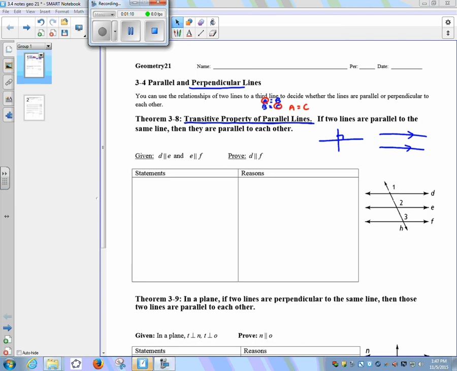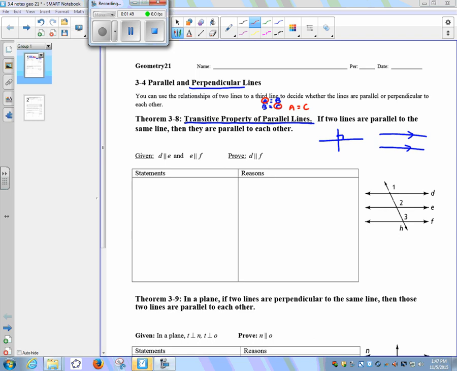Well, now we're saying if line D is parallel to E and line E is parallel to F, well then line D must be parallel to F as well. Okay, so if the first line is parallel to the second one and the second one's parallel to the third one, then the first one must be parallel to the third one. It kind of has that transitive property feel to it. Remember, this is not equality or congruence this time, it is just parallel.